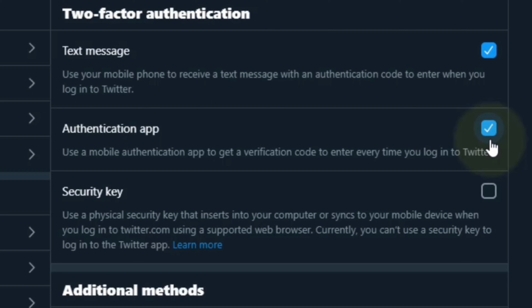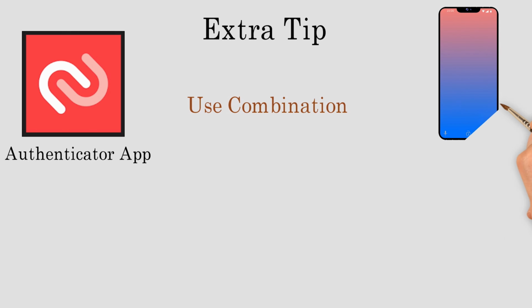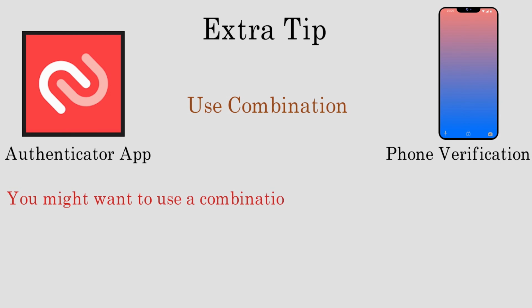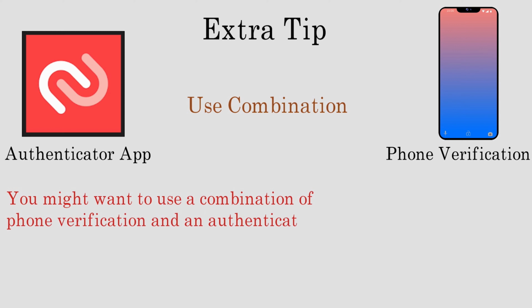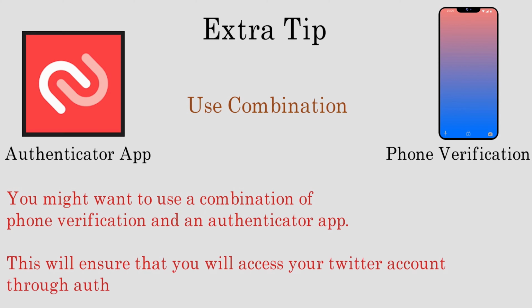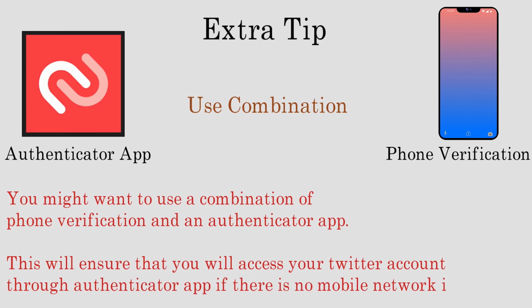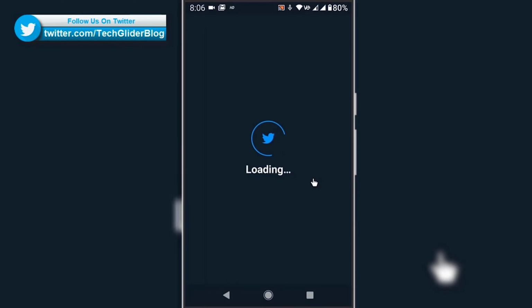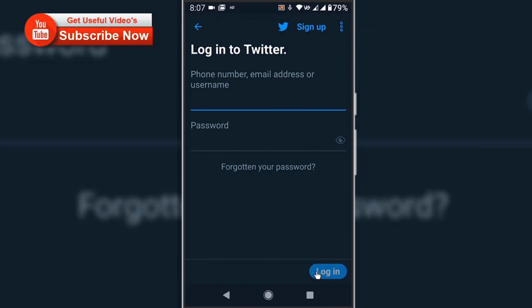You might want to use a combination of phone verification and the authentication app. This will help you to recover your Twitter account through phone verification if you do not have the master password of the Authenticator app. Now let's test this. I'm logging out of my Twitter account and it's done. I'm entering the username and password for the Twitter account.